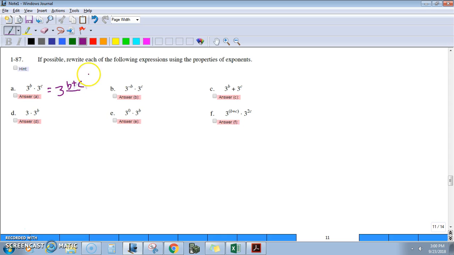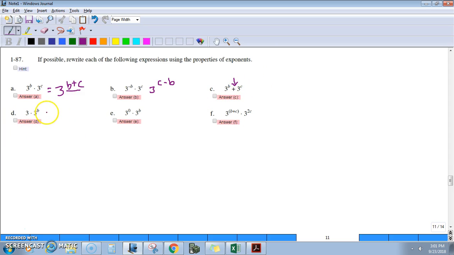This is in the exponent. Same thing here. This is going to be 3 to the, I'm just going to say c minus b. You could say negative b plus c, but either way works. This is going to be 3 to the, oops, I might have spoken too soon. We won't be able to do it because when we're adding the same base number with the exponents, we can't combine the exponents. So this one, we're not going to be able to change.